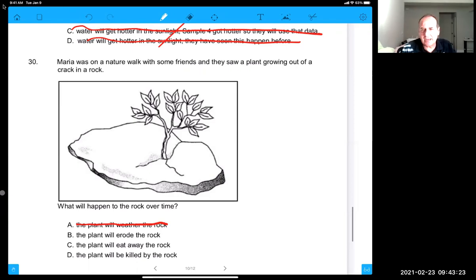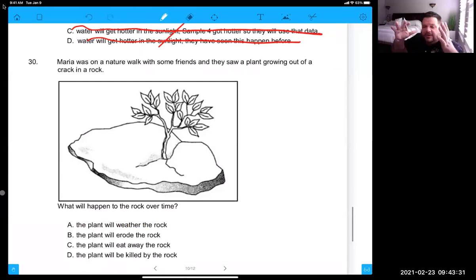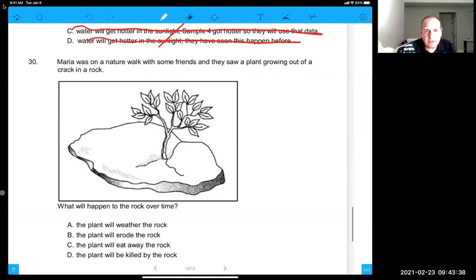Yeah, because remember, that's what ice does up north. It literally destroys sidewalks because it expands, and that's what's happening here. The plant will keep growing, right? So which one do we say? Eat away the rock? Yeah, because what's going to happen?